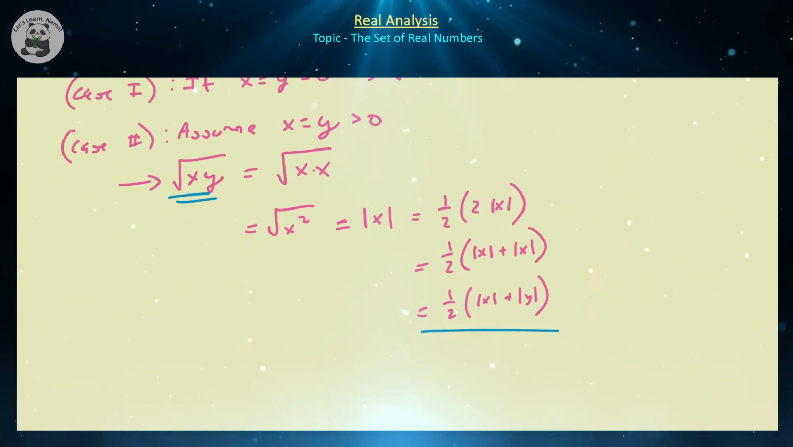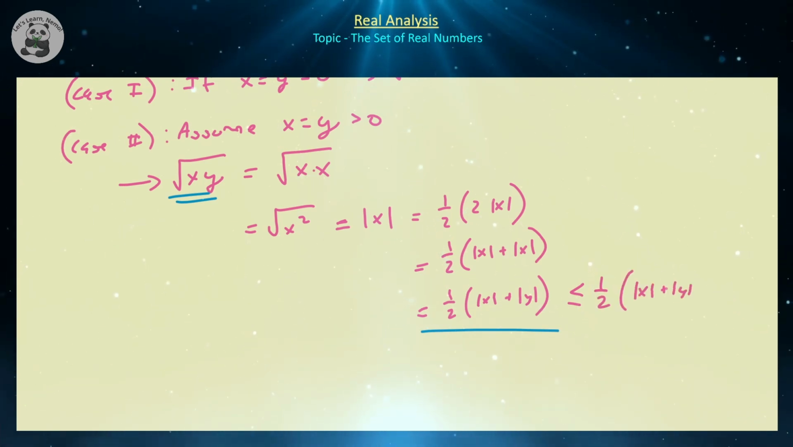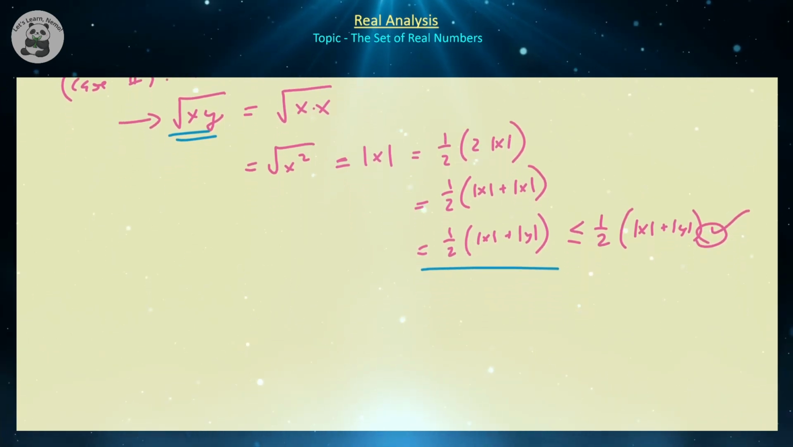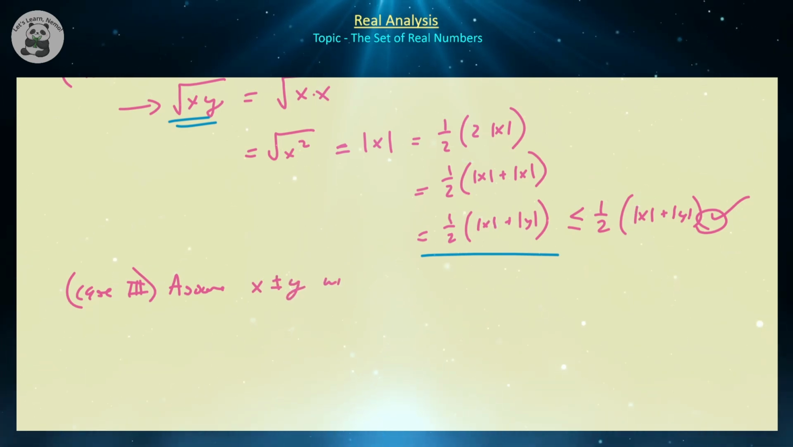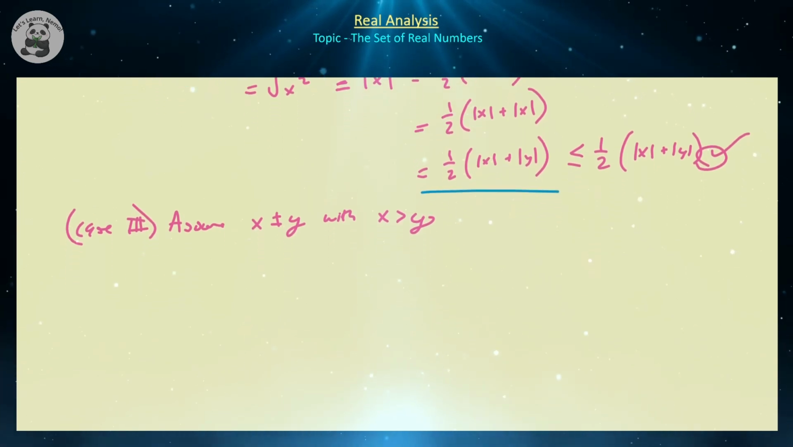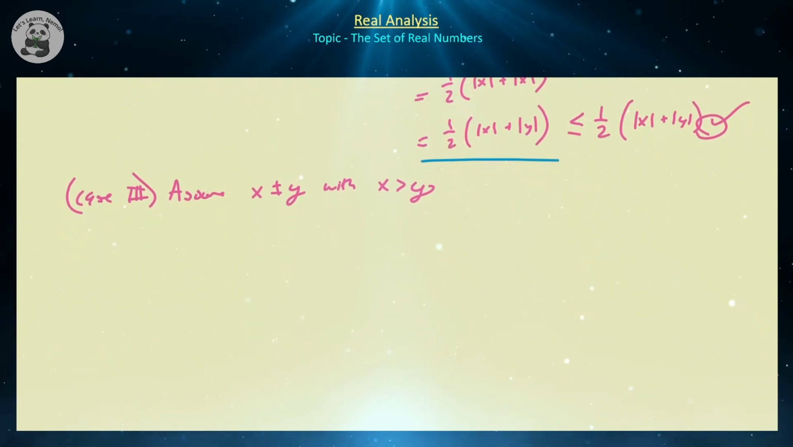And of course, something is always less than or equal to itself, so we can be a little bit more formal and say that that's less than or equal to 1/2 of the absolute value of x plus the absolute value of y. So this is indeed true for the x equals y case. In case 3, let's assume that they're not equal to each other. Let's assume that x is not equal to y, and without loss of generality, x is the larger of the two, because either they're equal to each other, or one is bigger than the other, or vice versa. So, how are we going to prove this one?